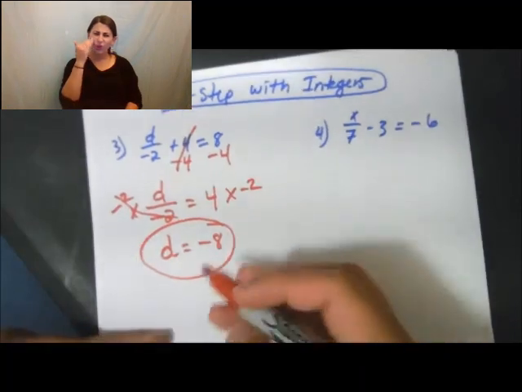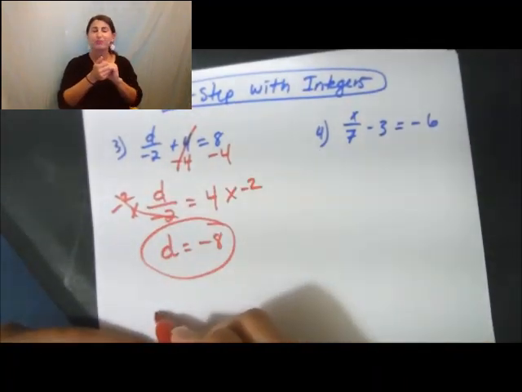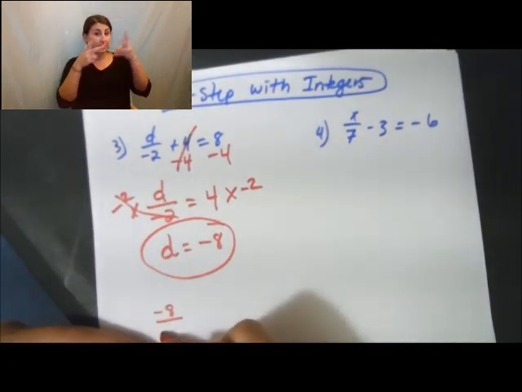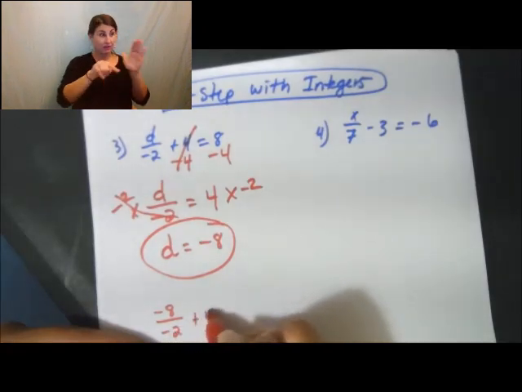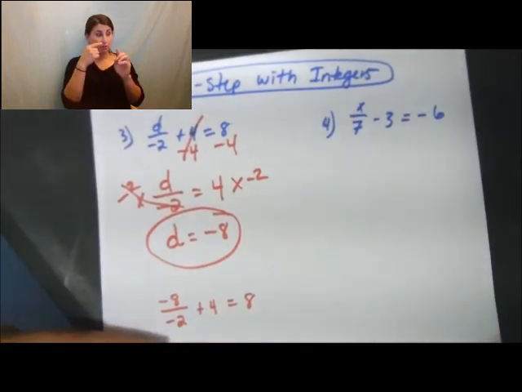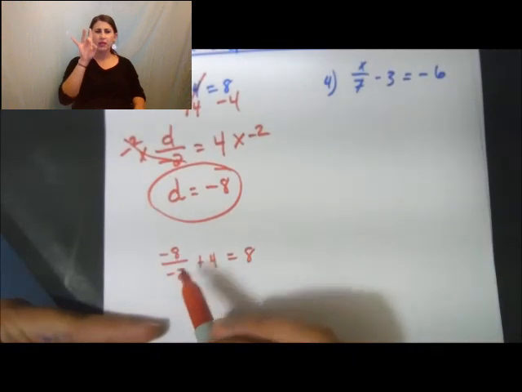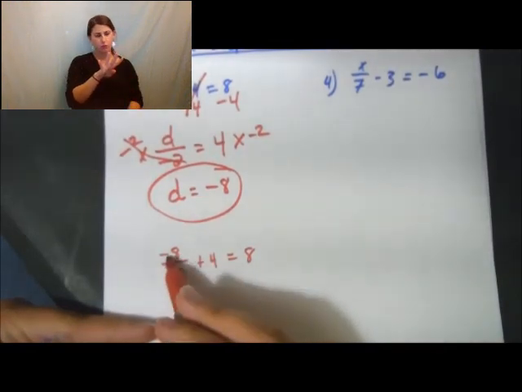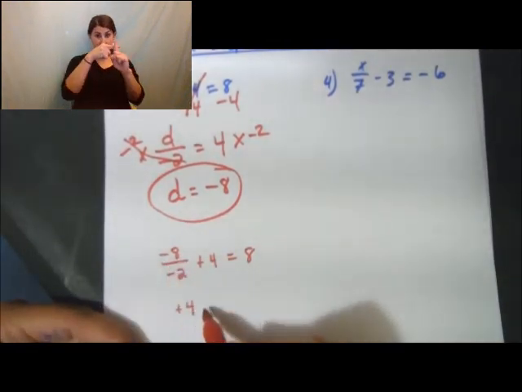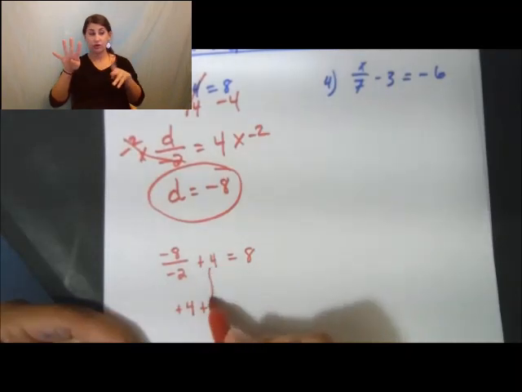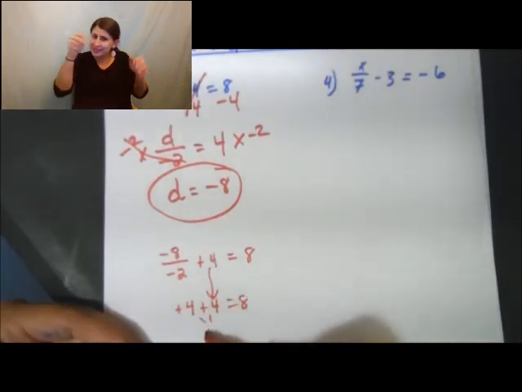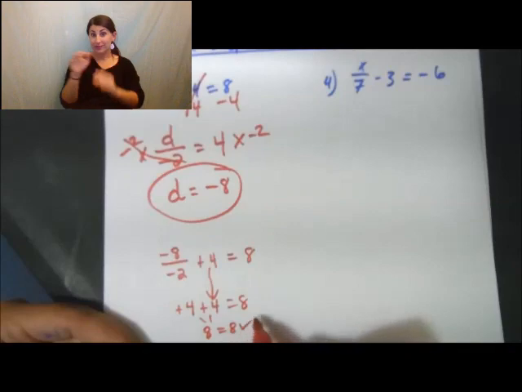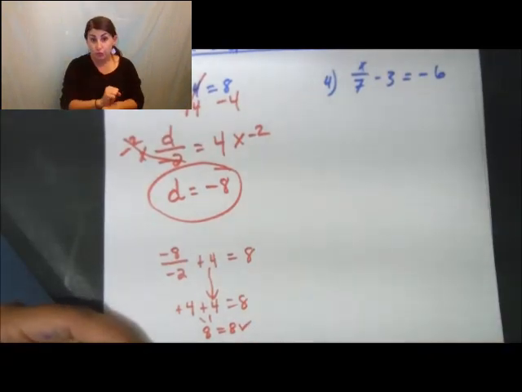And how can you check your work with this again? Well, look, if I plug in negative 8 for d, negative 8 divided by negative 2 plus 4 should equal 8. 8 divided by 2 is 4. A negative divided by negative is a positive. 4 plus 4 from right there equals 8. Yes, 8 equals 8. That's true.